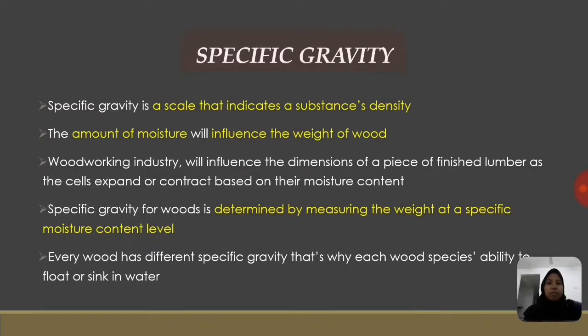Specific gravity is a scale that indicates a substance's density. The amount of moisture will influence the weight of wood. In the woodworking industry, moisture will influence the dimension of a piece of finished lumber as the cells expand or contract based on their moisture content. The specific gravity of wood is determined by measuring the weight at a specific moisture content level, and every wood has a different specific gravity. That's why each wood species has a different ability to float or sink in water.